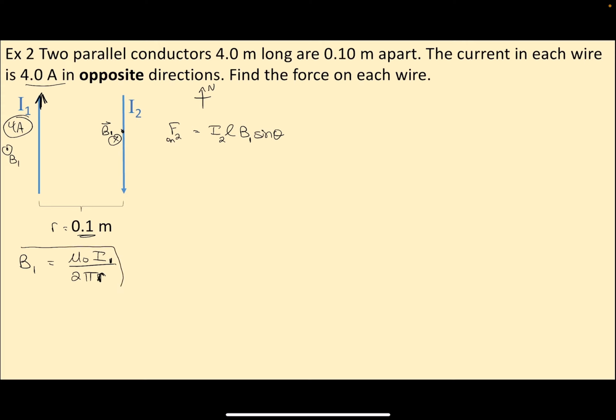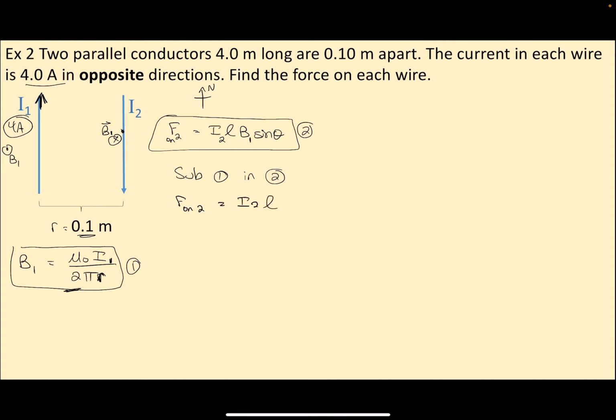So I'm going to take this equation right here. Let's call that 1. This equation right here, call that 2. And I'm going to sub 1 into 2. You could do these two things separately, right? We could sub into this equation down here, find the B field, and then sub it into this equation. Way cooler, of course, always to sub one equation into the other. So IL, here's B. B is mu naught I1 over 2 pi r. And we still have our sine theta there. Okay, so there's kind of the big equation.